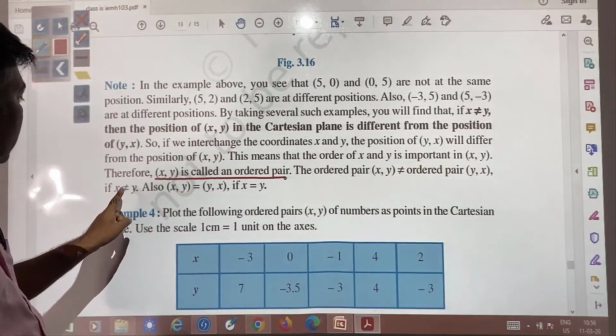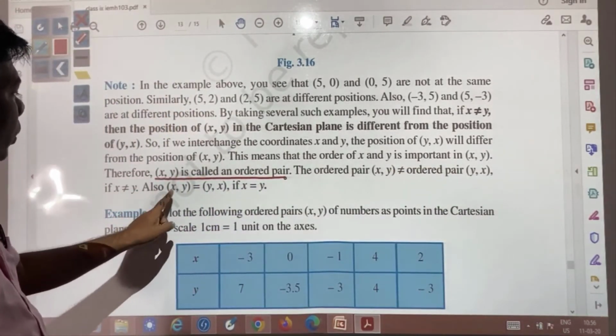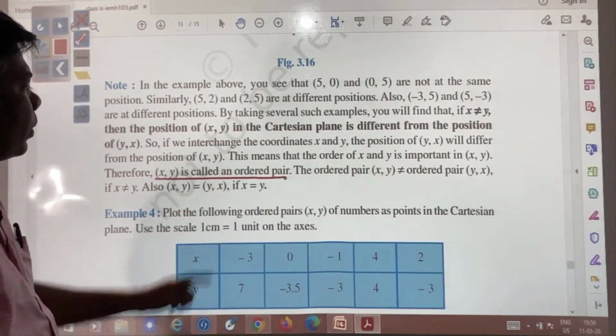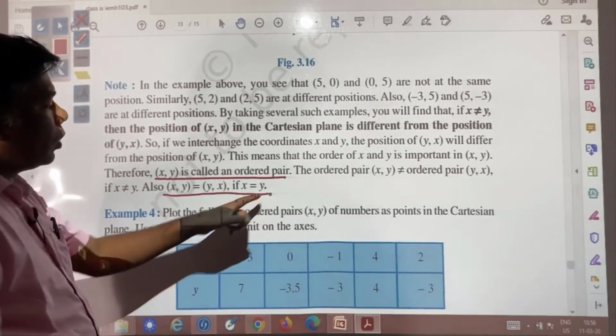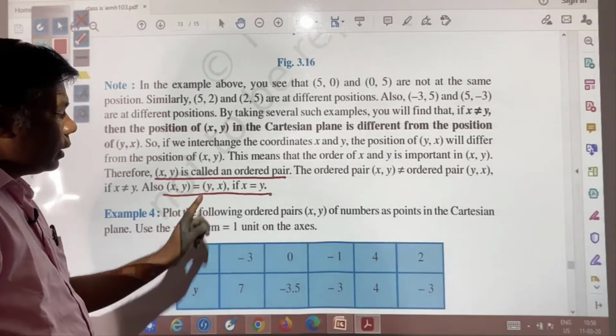And this holds if x is not equal to y. Also, (x, y) is equal to (y, x) if x is equal to y. If x is equal to y, then this can be interchanged.